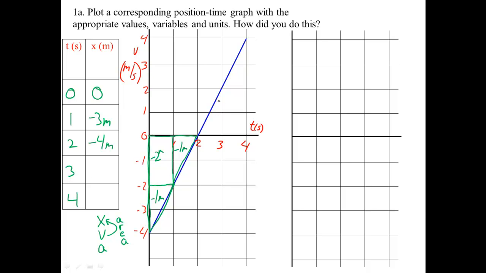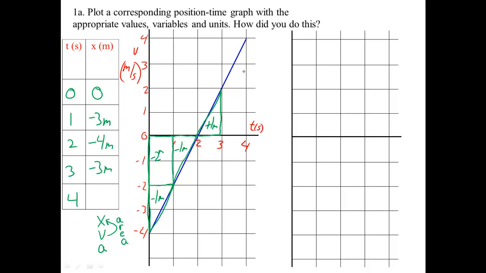Then at the 3 second mark, I've got to include this section as well. That section includes this triangle that is 1 times 2 divided by 2, or +1 meter. So I'm going to add up the entire area from 0 to 3 seconds. That's -4 here and a +1 there, so that should be -3 meters, because we're adding up all the previous areas.